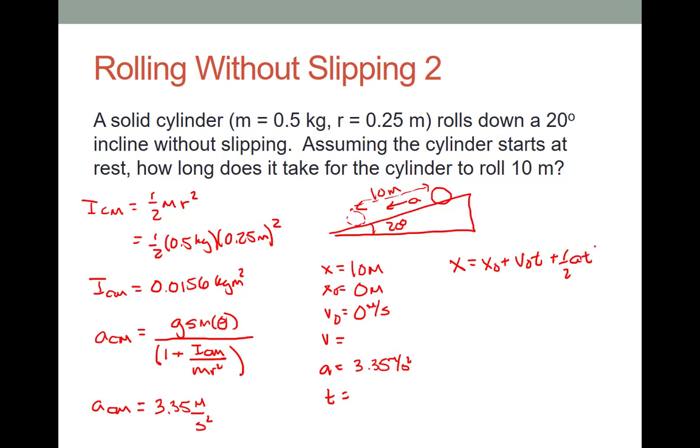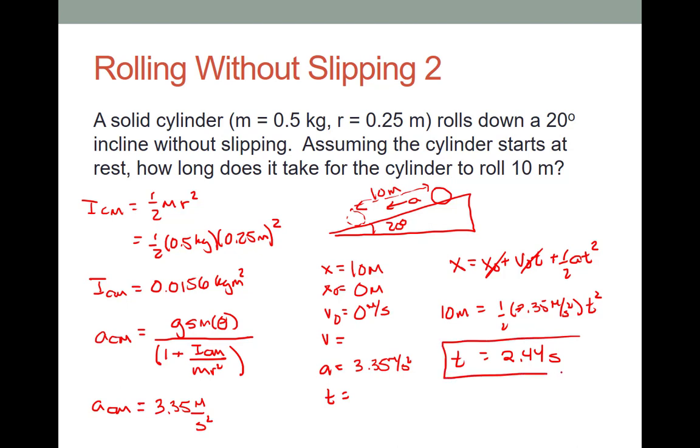I can now use the formula x equals x naught plus v naught t plus 1/2 a t squared to solve for the time. Both x naught and v naught are 0, so these terms go to 0. So 10 meters equals 1/2 of 3.35 meters per second squared times t squared. And this works out to be t equals 2.44 seconds.